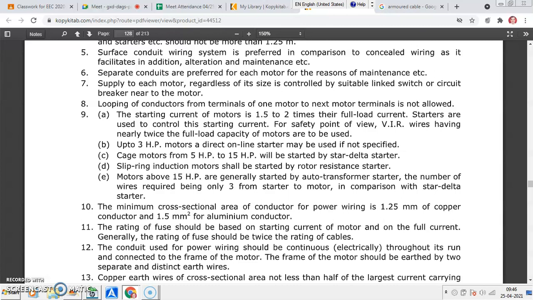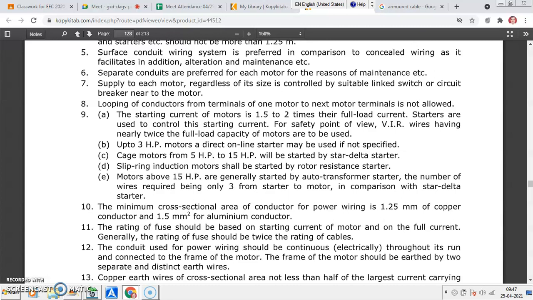Why is this conduit required to be continuous electrically? The conduit is not part of the conductor. It is a casing or covering of the wiring, but we are running it throughout continuously because this is a metallic part and it is regularly earthed at different points. If the conduit does not have electrical continuity, there are chances of breaking the earthing circuit, and you may have some problem if leakage is there in some portion of the conduit.